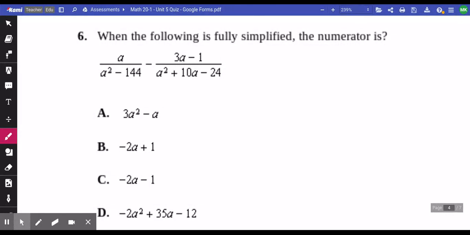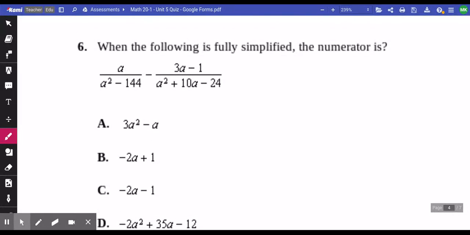Nobody wanted that. Number 6. When the following is fully simplified, the numerator is... So it wants me to simplify.